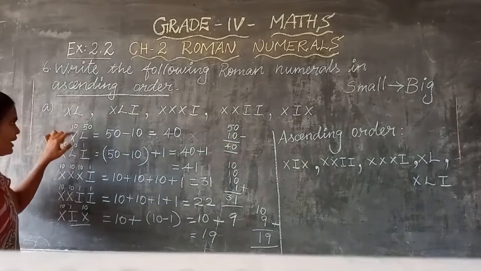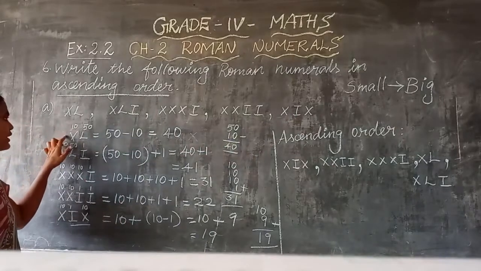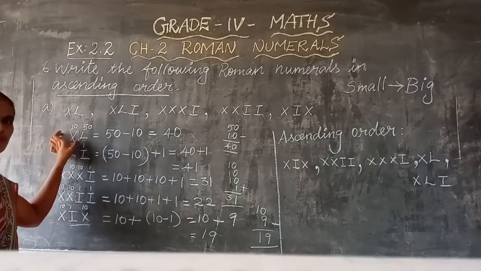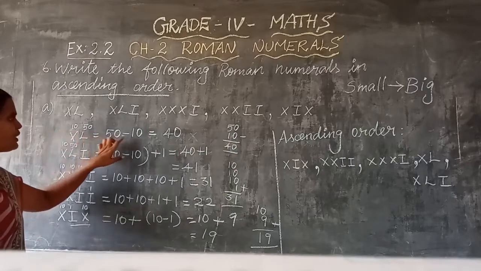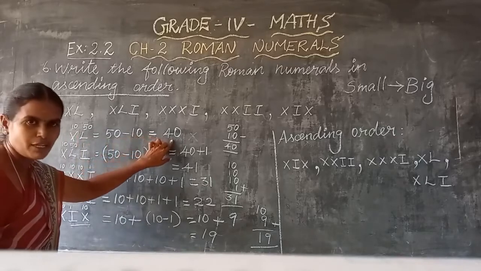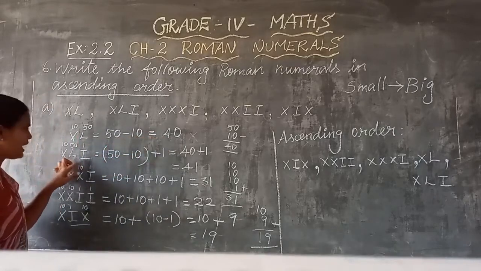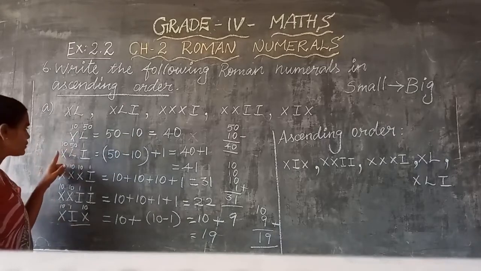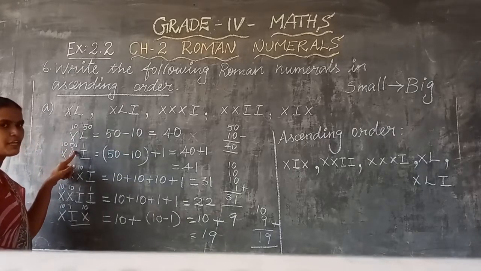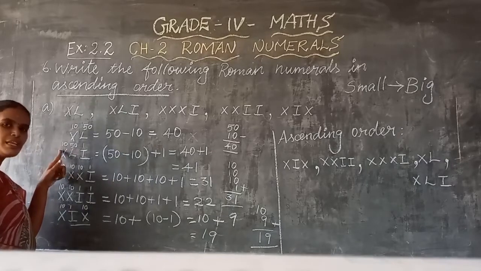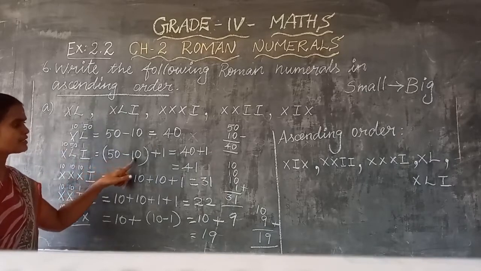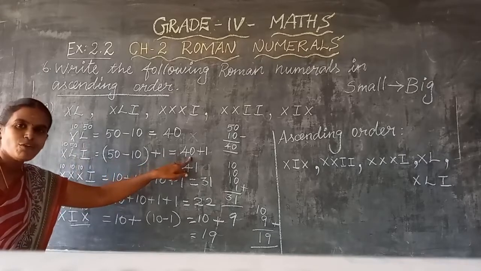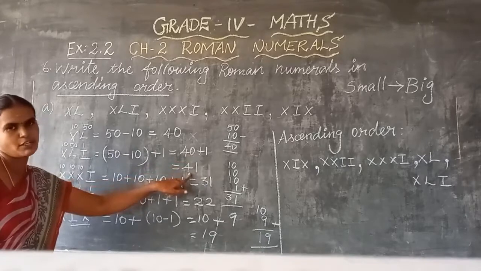See here. X value 10, L value 50. So here greatest number is L. Left side we have the small number. So we know that rule, subtraction. So 50 minus 10 we get answer 40. Next XLI. X value 10, 51. So here which one is the greatest number? 50. So left side small number means subtraction. 50 minus 10 plus 1. 50 minus 10 means we get answer 40. 40 plus 1, 41.